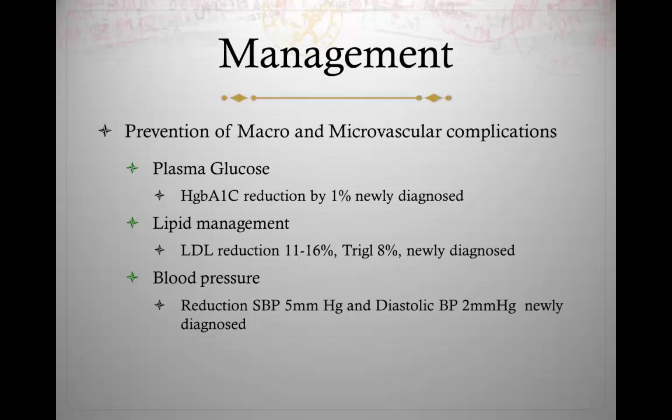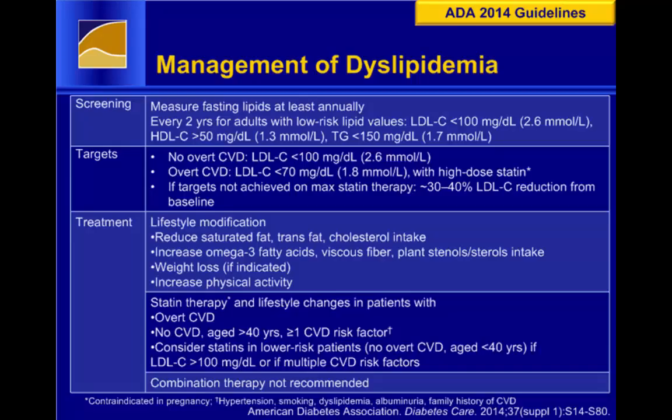You must reduce the hemoglobin A1C by 1%. In newly diagnosed patients, you should manage lipids by the ATP3 guideline that was already posted on your Canvas site, even though there's a glance here in this presentation. Reduce blood pressure by 5 millimeters of mercury systolic or diastolic by 2 in newly diagnosed.